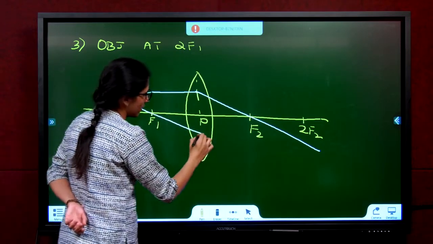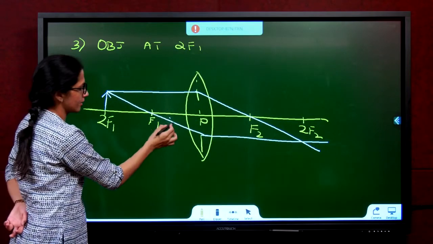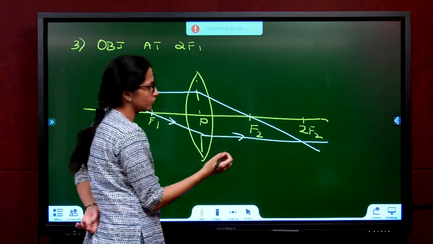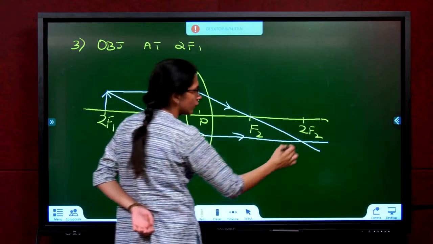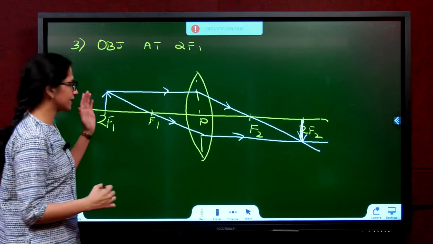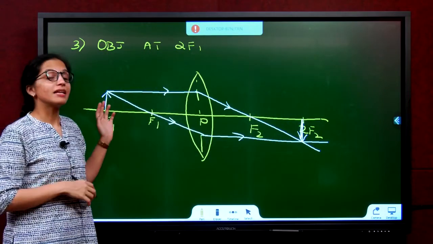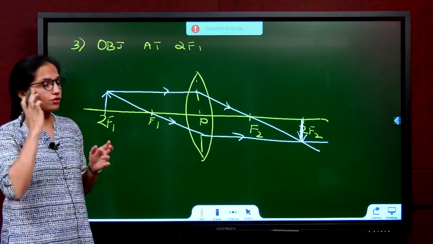Now when it's going, you will find that a ray going through the focus, after refraction, goes parallel to the principal axis. If you see where the image is formed, you will find that the image is formed at 2f2. When the object is at 2f1, the image is at 2f2. There, when the object was at C, the image also was at C. Similar, you should try to find similarities to remember.